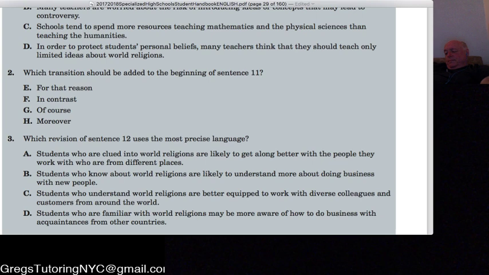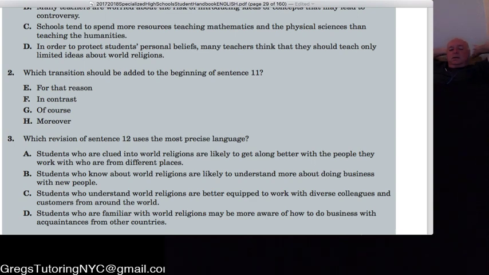Okay, B. Students who know about world religions are likely to understand more about doing business with new people. No, B is bad. Okay? And it's not just about knowing more. Exactly how do they know more? And understand more about doing business with new people? What the hell is new people? All right? So that's just as bad, if not worse, than the original.